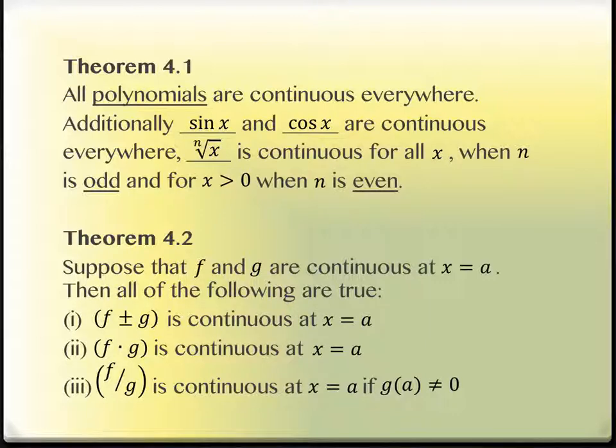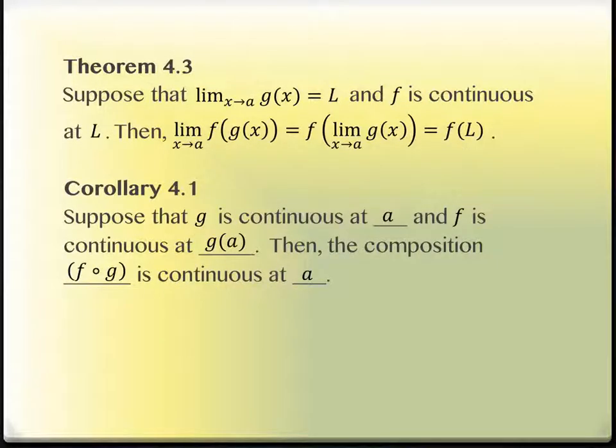Now there's one more, Theorem 4.3. And Theorem 4.3 says the following. Suppose that the limit as x approaches a of g of x is L, and f is continuous at L. Then the limit of f of g of x is f of the limit of g of x equals f of L. So write it down first if it's not already written on. I think there's a blank for that long equation there. And then let me talk about what that actually says. Okay? So the limit as x approaches a of f of g of x equals f of the limit of g of x. And since the limit of g of x is L, that's f of L.